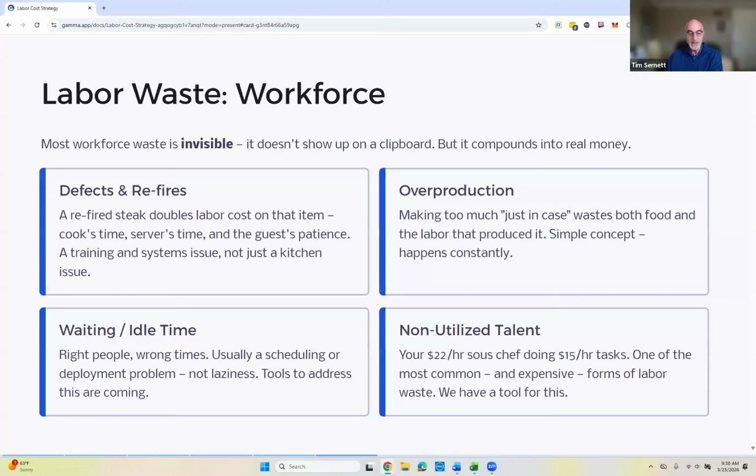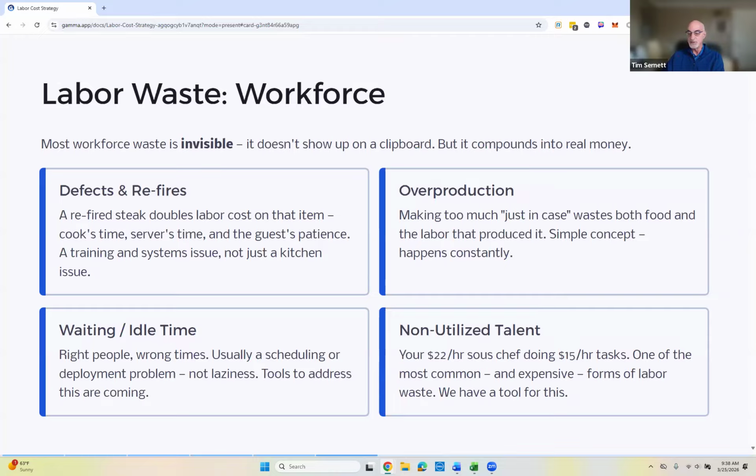Waiting and idle time, staff not actively producing value during their shift. This isn't laziness, it's usually a scheduling or deployment problem. You've got the right people at the wrong times, or you haven't matched staffing levels to actual customer volumes. We're going to look at some of the tools to address this today and next week.